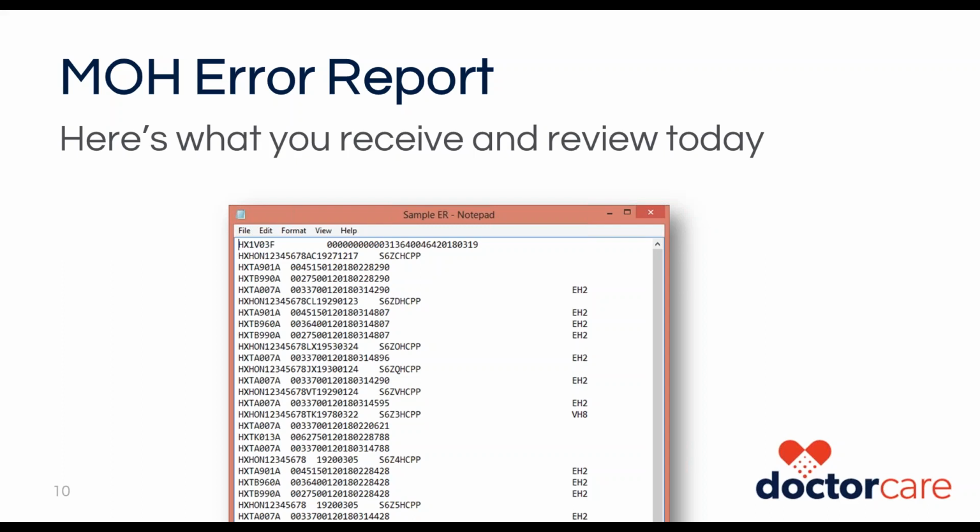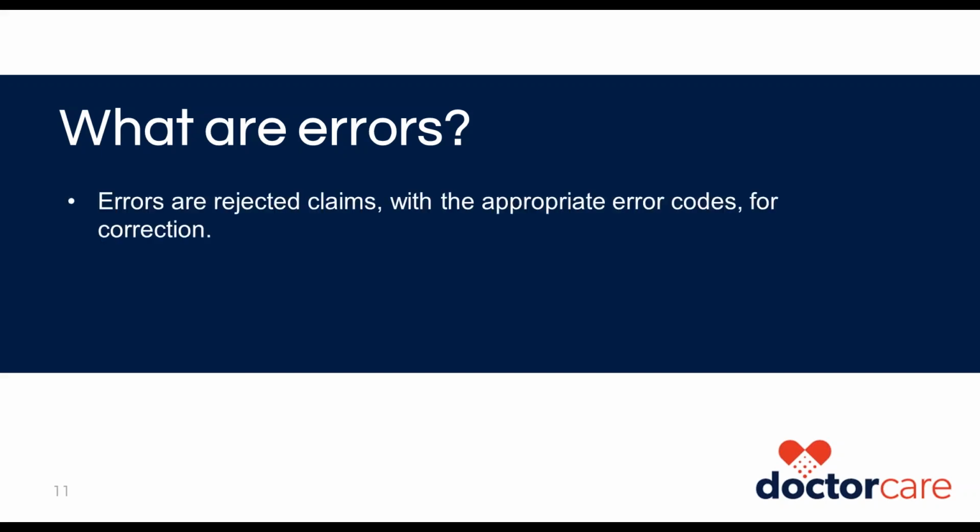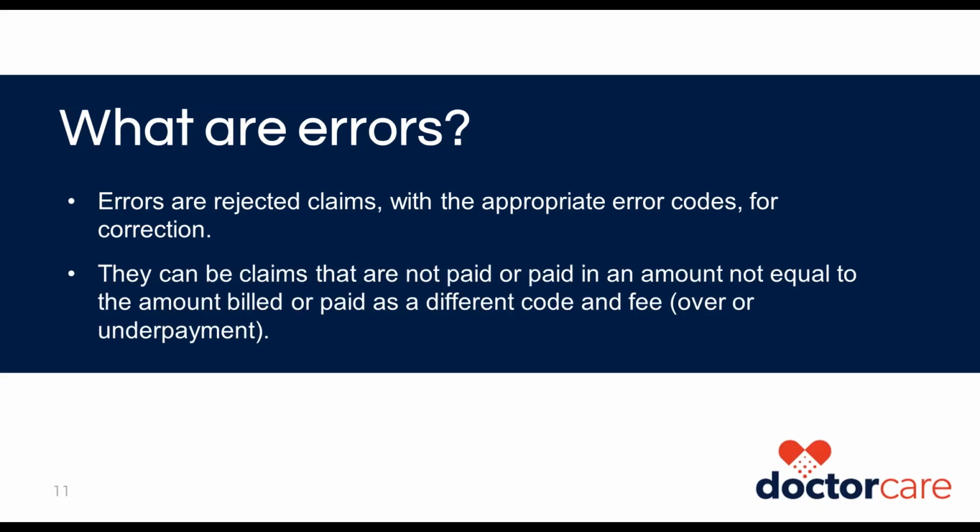Let's take a moment to do a very quick recap on the definition of an error for those of you who are new to primary care practice billing. Errors are rejected claims with the appropriate error codes for corrections. They can be claims that are not paid or paid in an amount that is not equal to the amount billed or paid as a different code and fee, which is an over or an underpayment.